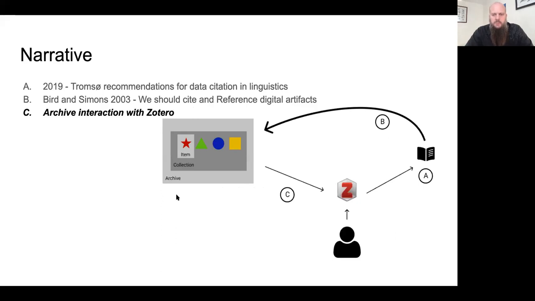in this diagram, I represent that as the Trumpso as A, and the formats that we use in our publications, and B as the acknowledgement that we need to cite and reference items in collections and archives. And then, I situate my presentation today in the context of how do we get bibliographic metadata out of archives and into reference managers.